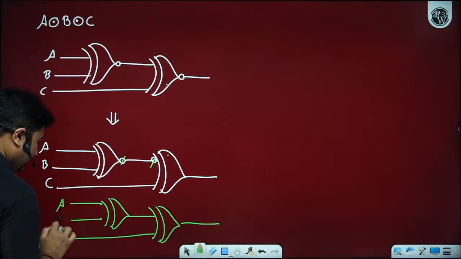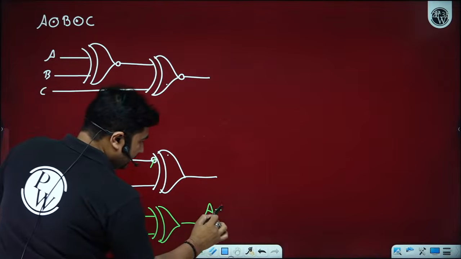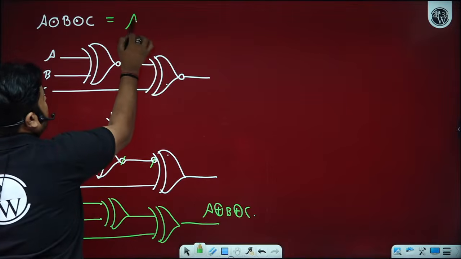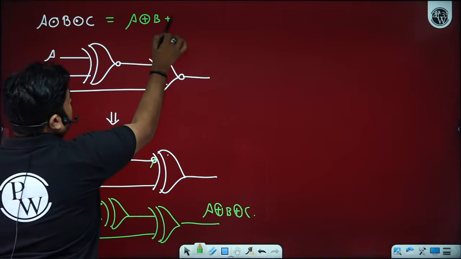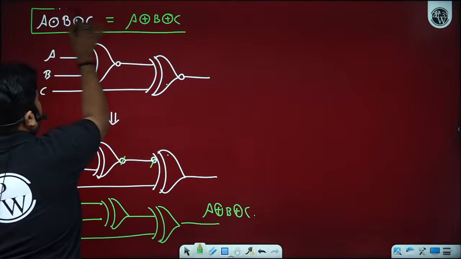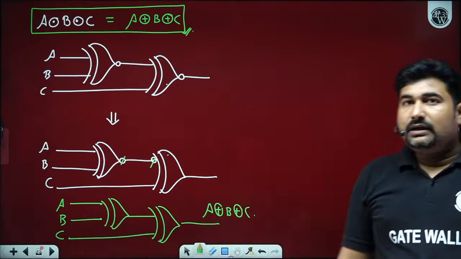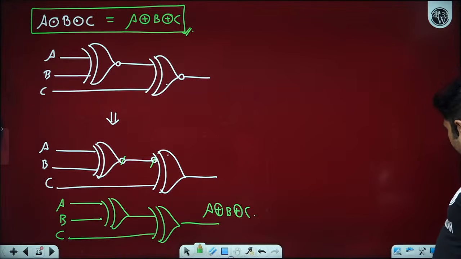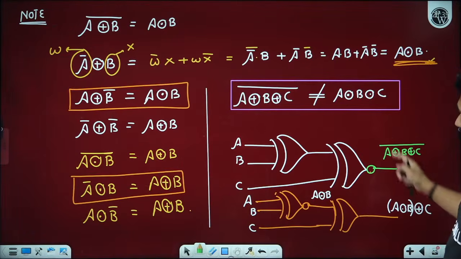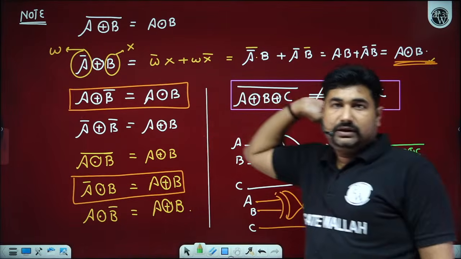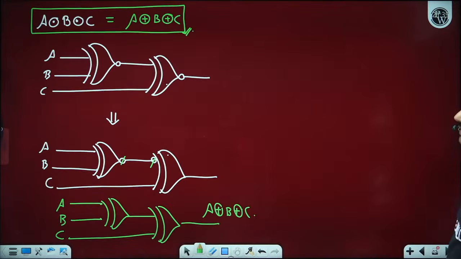How many of you are able to understand A XOR B XOR C? So it means A XNOR B XNOR C is the same as A XOR B XOR C. Always remember, for an odd number of inputs, they are the same. However, for an even number of inputs, they are complements of each other. For odd number, they are same.